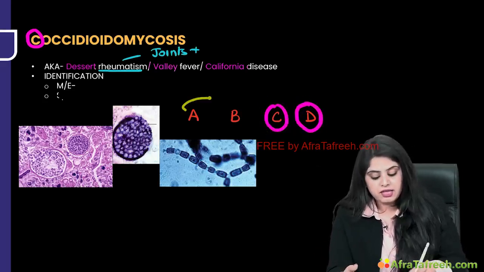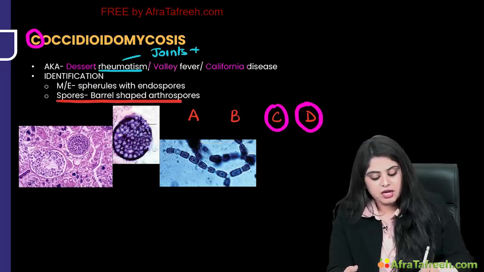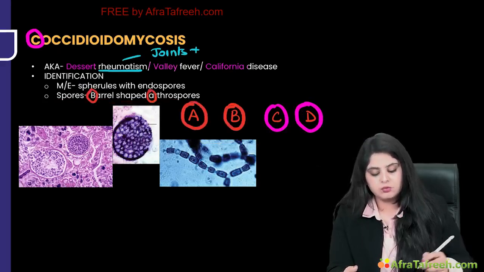Udhar hoga. So what is the A and the B? Because it tends to show you the barrel-shaped arthrospores. It shows you barrel-shaped arthrospores. Barrel-shaped arthrospores. What is that?